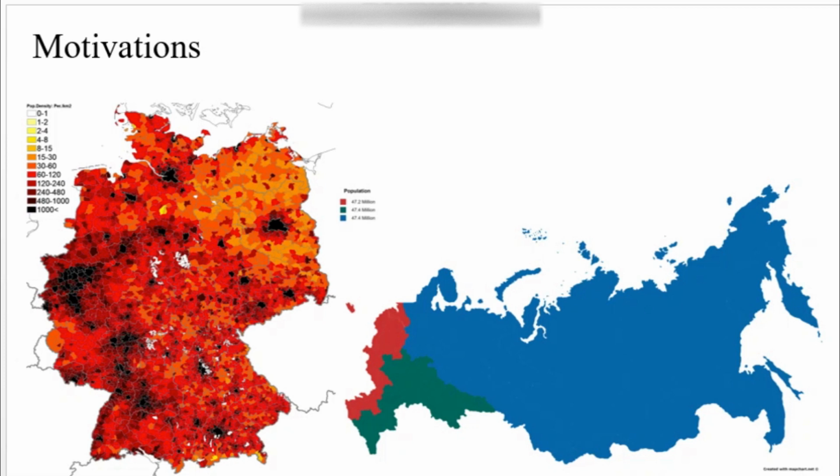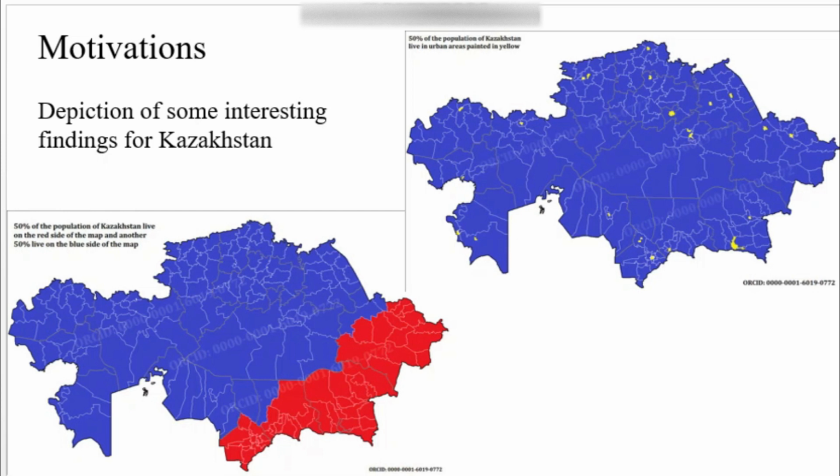Now the interesting thing here is that I couldn't find any similar map for Kazakhstan, so I started to wonder if there's enough data to construct some similar maps for Kazakhstan, and I came up with this. So this is based on my research. So here we can see Kazakhstan divided into 2 equal parts in terms of population. So half of the population live in the red part, and the rest of the population live in the blue part.